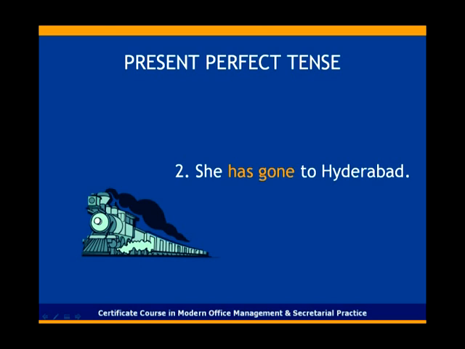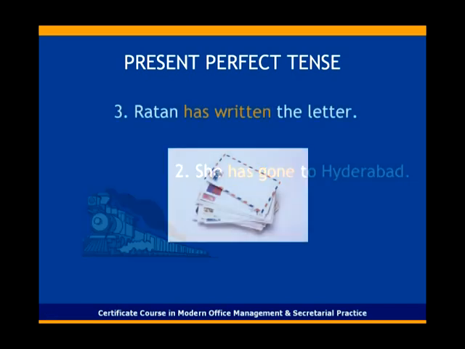Similarly, in this next sentence, the verb has is in the present tense, while gone indicates something that occurred in the past. She has gone to Hyderabad. Ratan has written the letter.